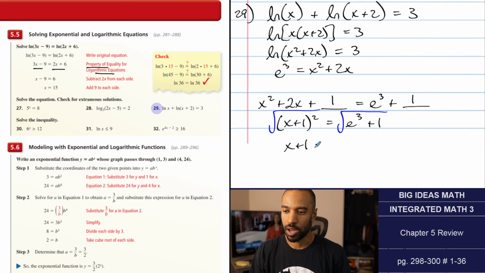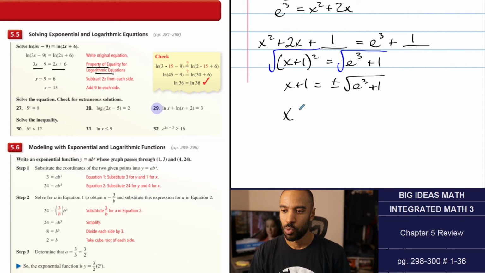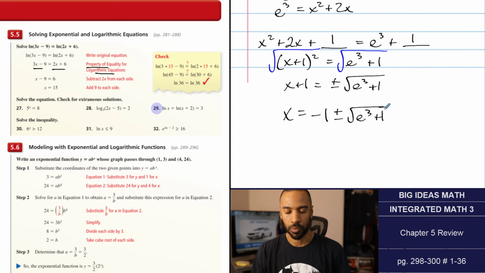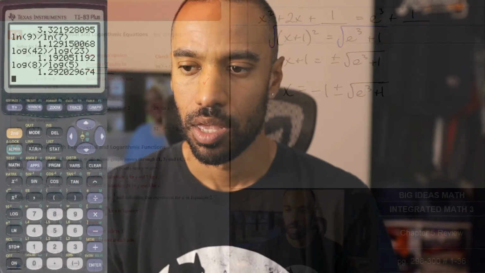So x plus 1 equals plus or minus the square root of e cubed plus 1. Subtract 1 from both sides. To solve for x, we get x equals negative 1 plus or minus the square root of e cubed plus 1. Hardly the kind of answer that we want to see here. So we are going to do negative 1 plus the square root of e cubed plus 1, and negative 1 minus the square root of e cubed plus 1. So let's go to the calculator.